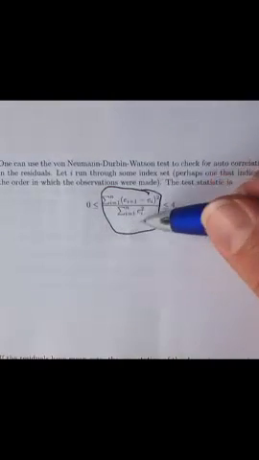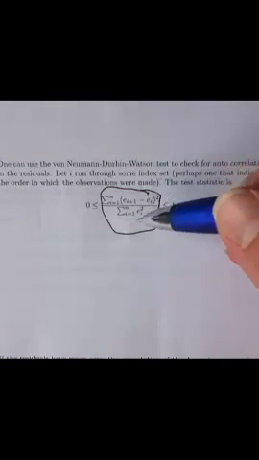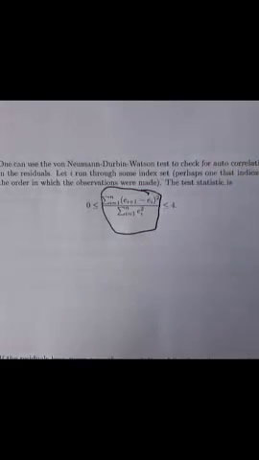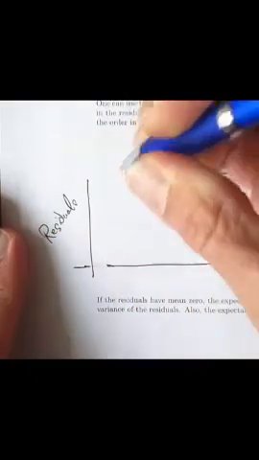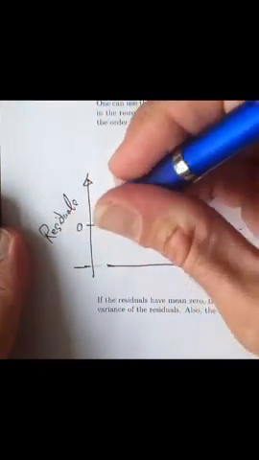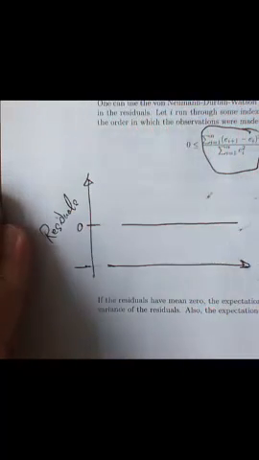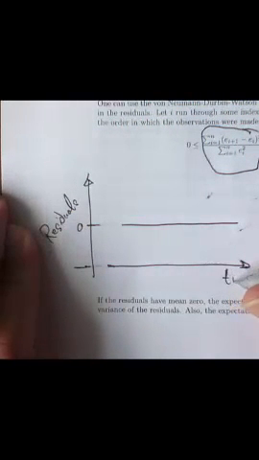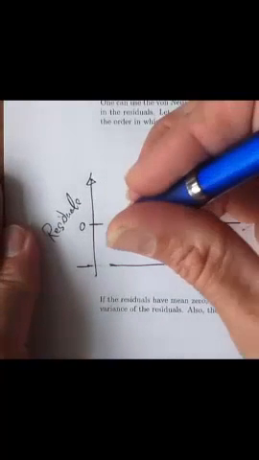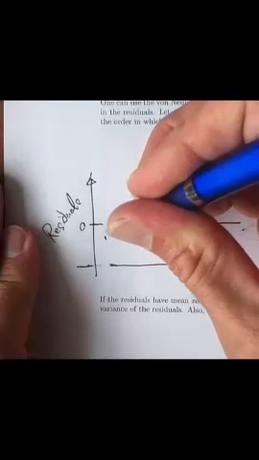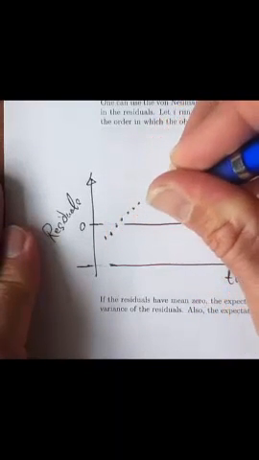Now, it turns out if this thing is substantially less than 2, then that's indicating evidence of positive serial correlation. And here's how you can kind of see how that test statistic makes some kind of sense. Let's say we plot the residuals versus time. So this is the time index i. Maybe what if you get some values that sort of go like this?